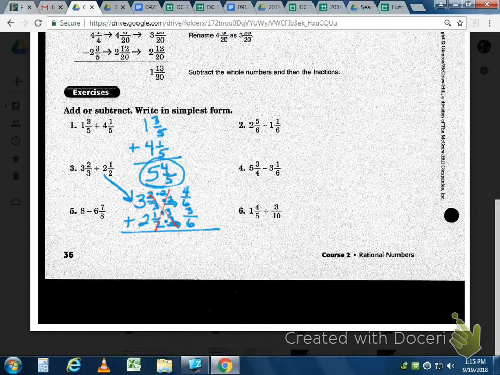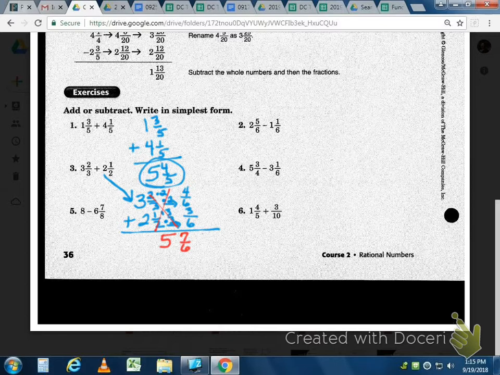And 4/6 plus 3/6, Caden, is what? 7/6. And then 3 plus 2, that's 5. Now, Caden, is 5 and 7/6 a good final answer? No, because 7/6 is an improper fraction. So we've got to fix that. But keep in mind, we still have 5, right? Yeah.